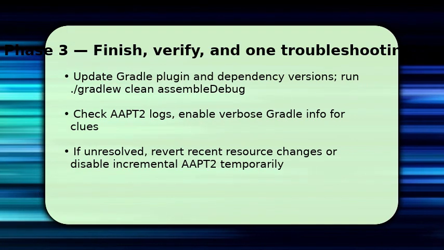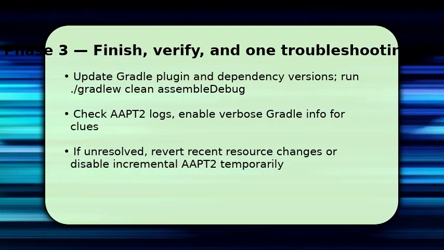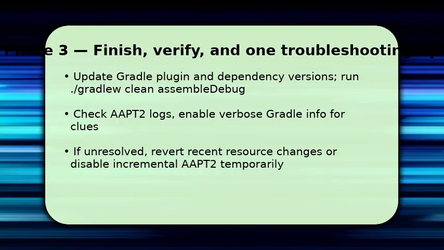If you still see linkage failures, temporarily disable incremental aapt2 or revert the last resource edits to isolate the change. Key troubleshooting tip: when stuck, bisect recent resource commits to.